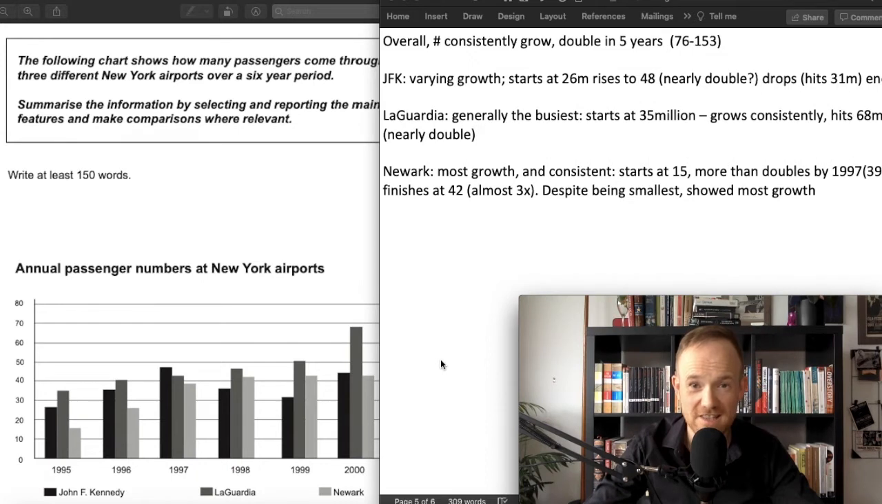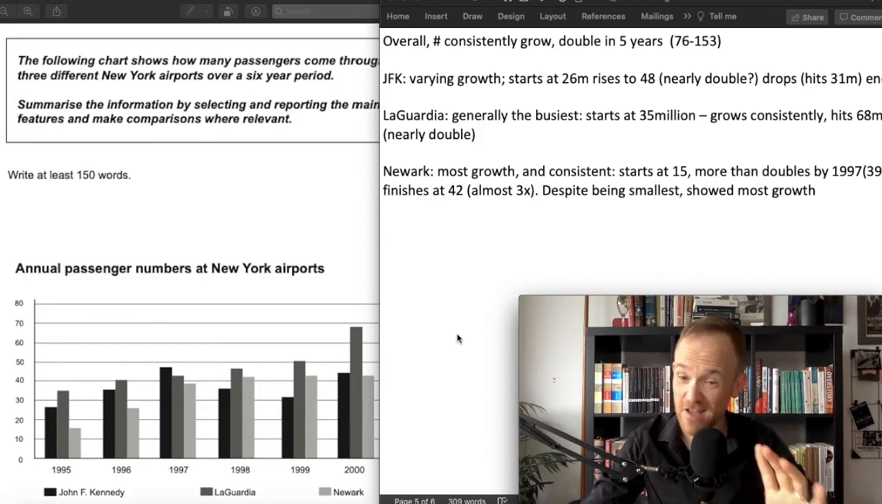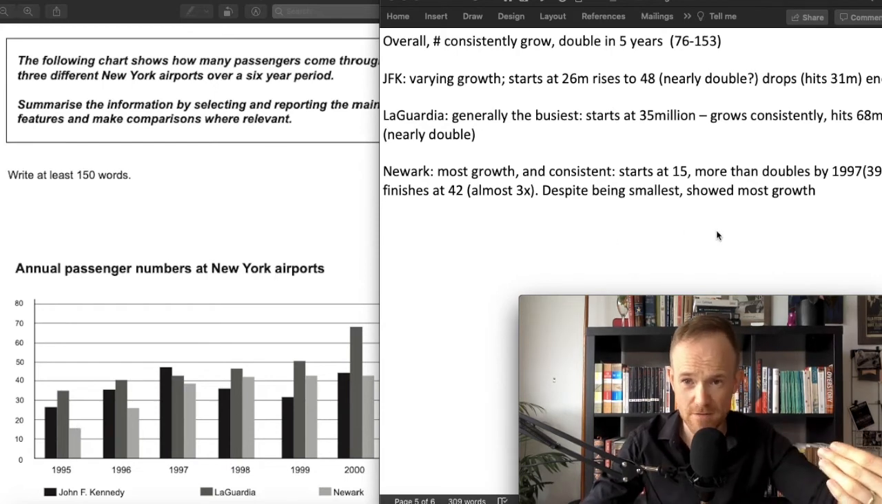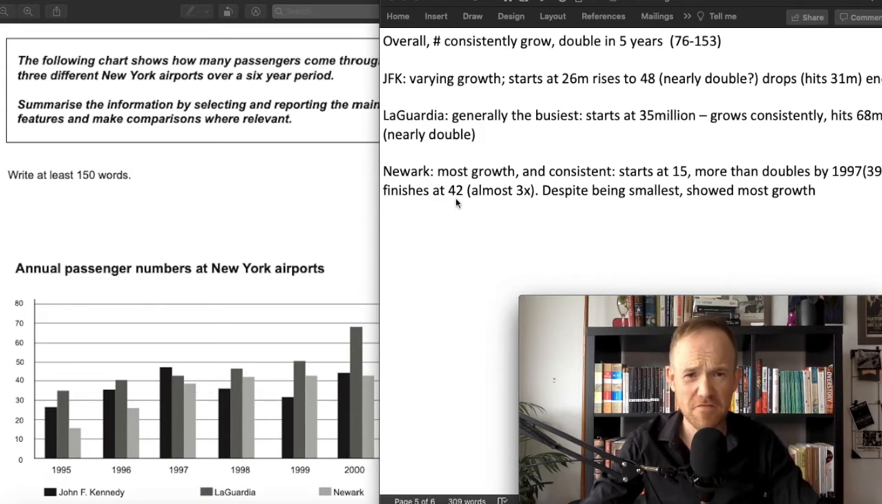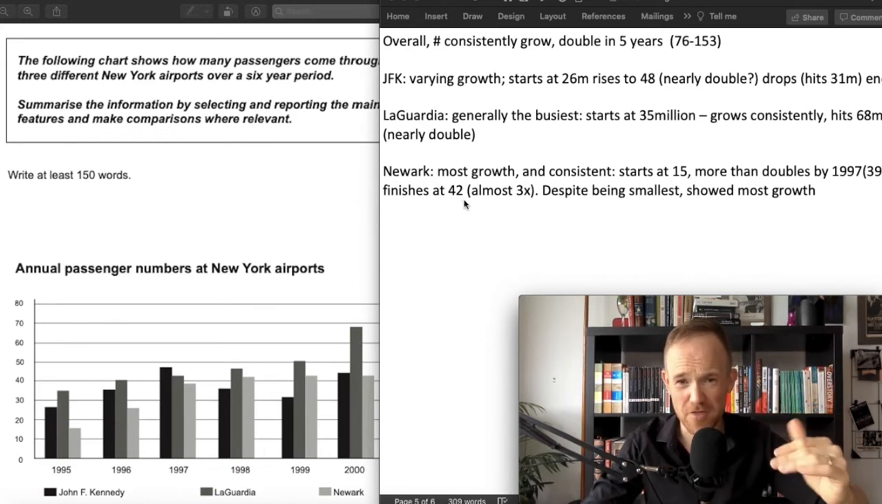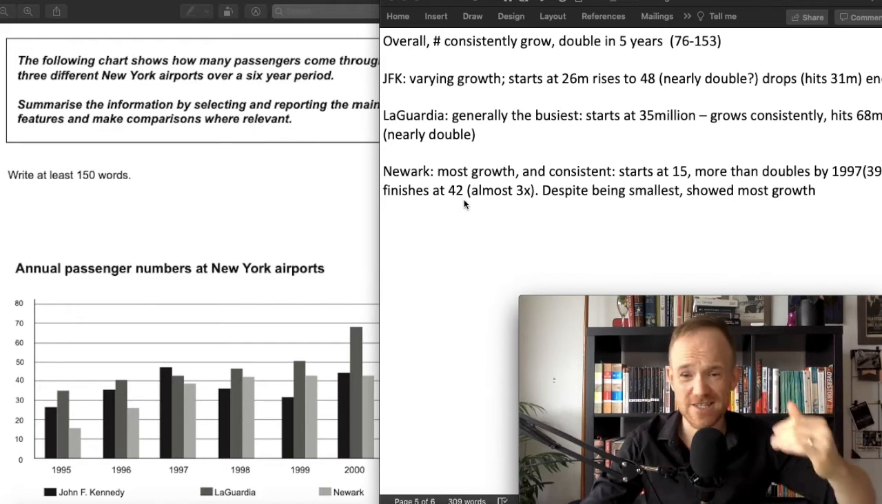All right, moving on to the last one, Newark. Now, Newark shows the most growth. Always look for that. It's not the biggest, but it grows the most. And it's quite consistent growth. So it starts here in 1995 at about 15, and then it more than doubles by 1997. So you can see here it's about 39, more than double. It's not close to triple, so I wouldn't use that reference here. And then it finishes at 42 million. So that's almost 3 times the growth. If it hits 45, that's huge. That's tripling its growth. And so keep that in mind.